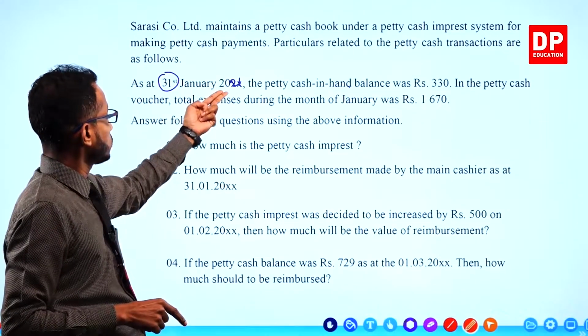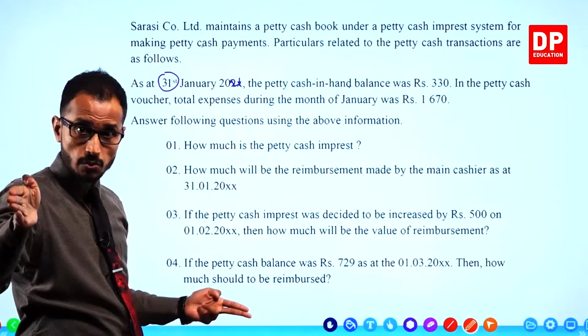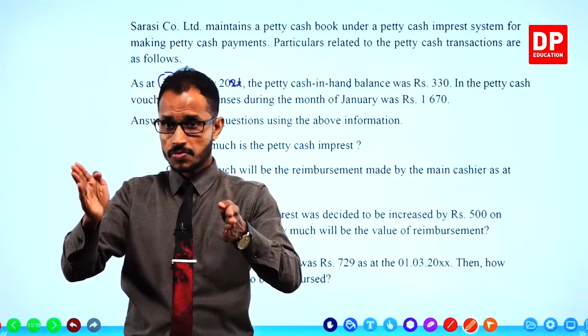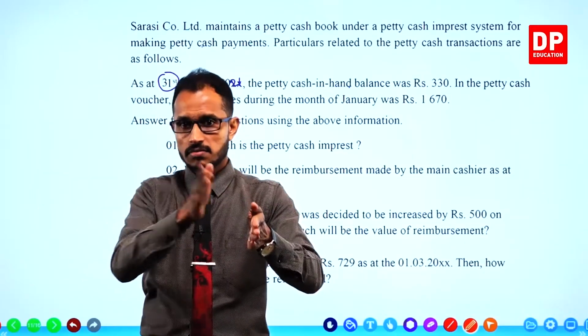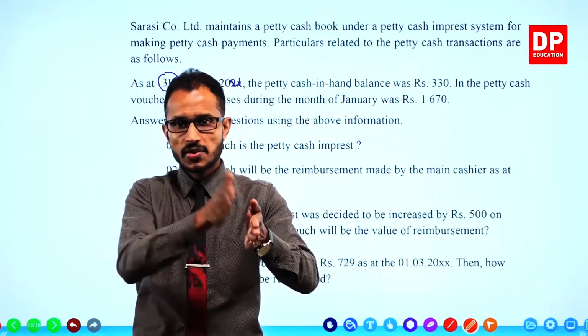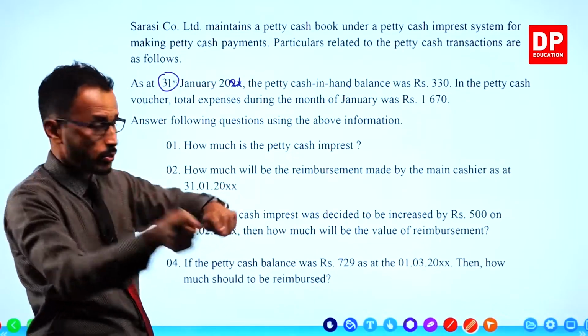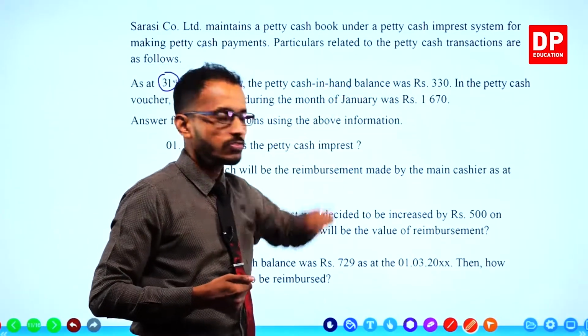31st January, this is the end of January, okay? Starting from January 1st until 31st, this business has been moving on. This business has been carried out until 31st. Now, 31st January, there is a balance of petty cash of 330.